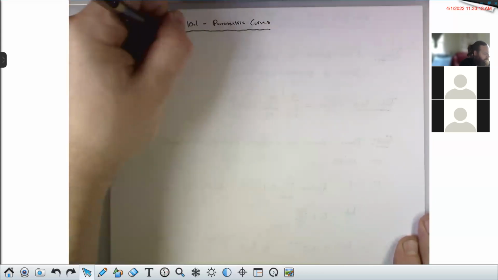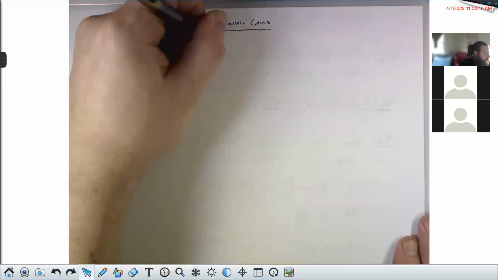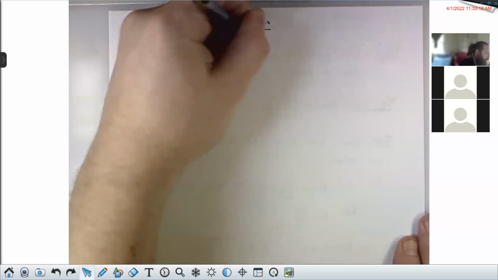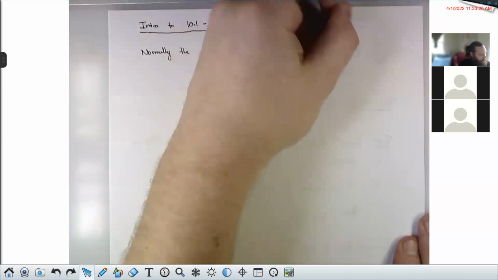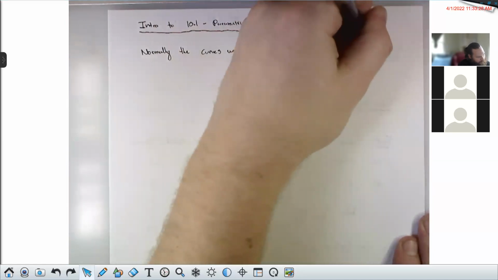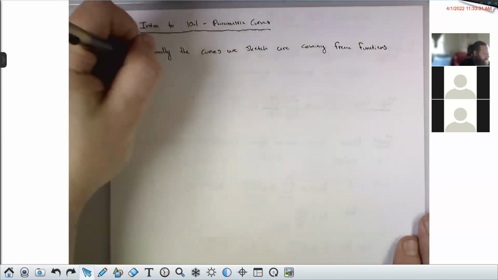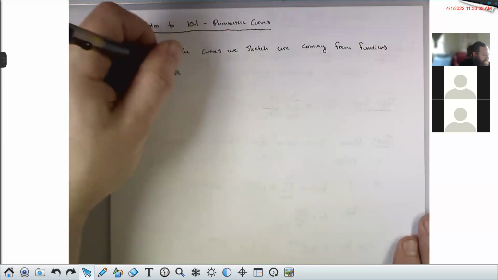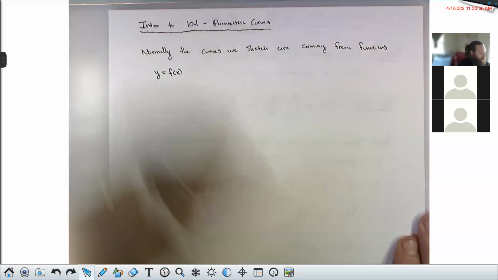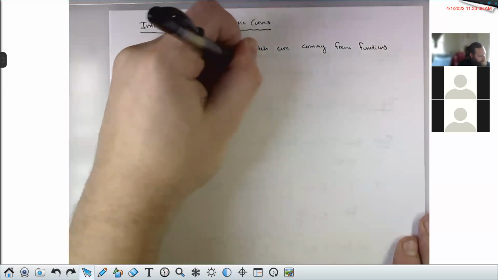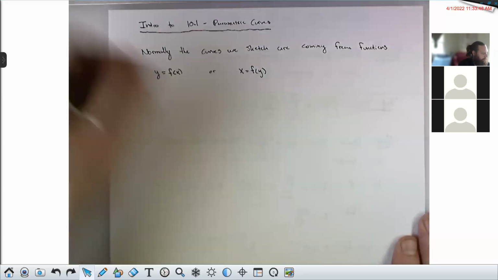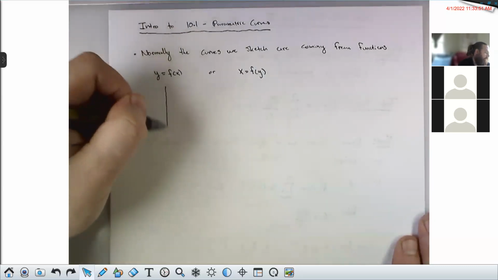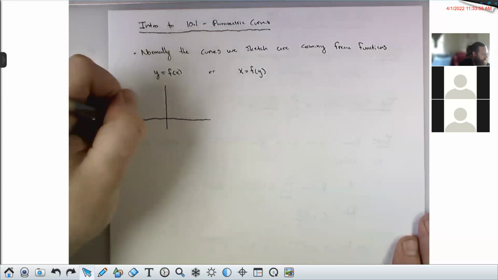Normally, the curves we work with, the curves we sketch, are coming from functions. Stuff like y equals f of x, usually. Or maybe something like x equals f of y. And y equals f of x. And there's some limitations to what these can look like, right?